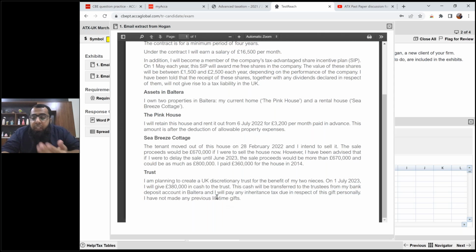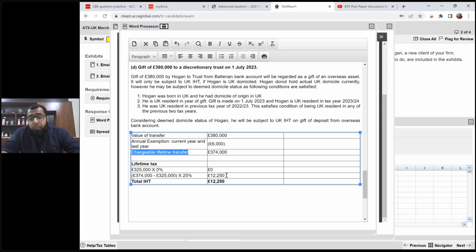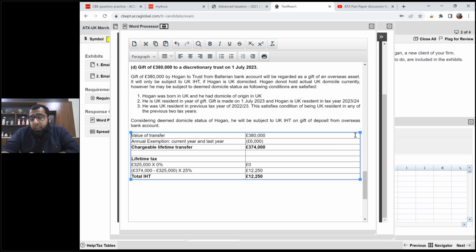I have not made any previous lifetime gifts. This means annual exemption is also available and nil rate band is also available. So 25% tax will be 374 minus 325 into 0.25. So it's 12,250 pounds. Okay. So the total IHT will be 12,250 pounds. See, believe me, if someone thinks that this is difficult, I must say that this is his wrong judgment. There is nothing difficult till here.